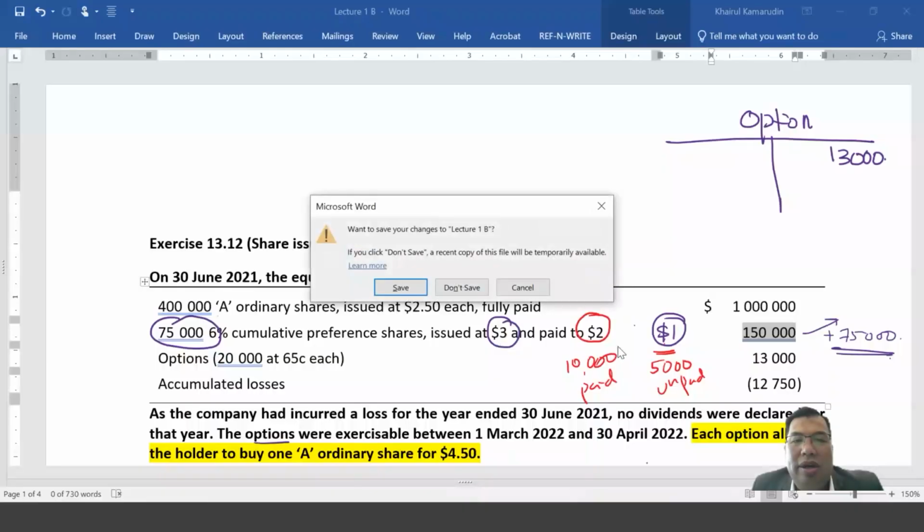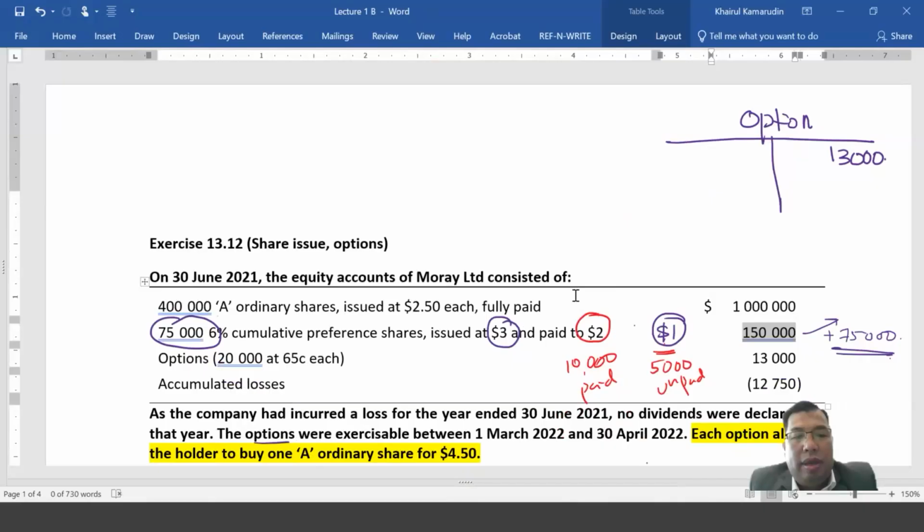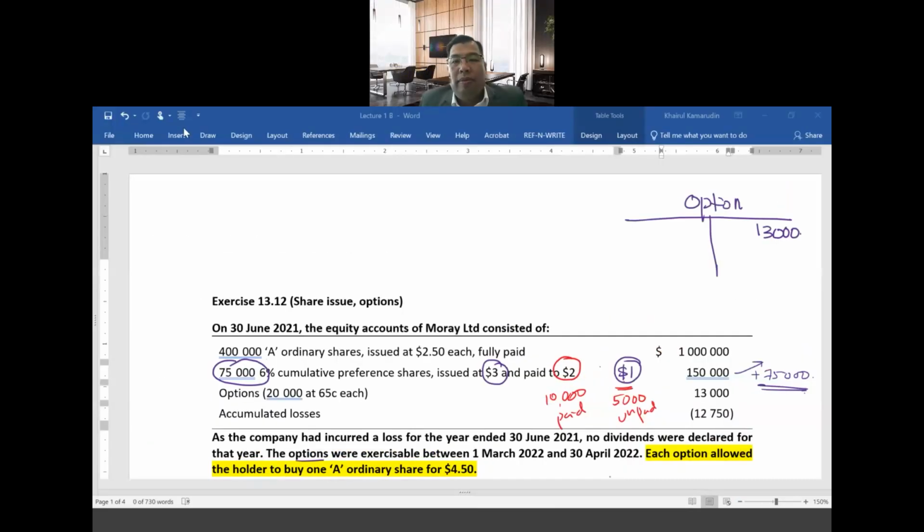So that is for exercise 13.12. Okay. 13.12. Are you okay?